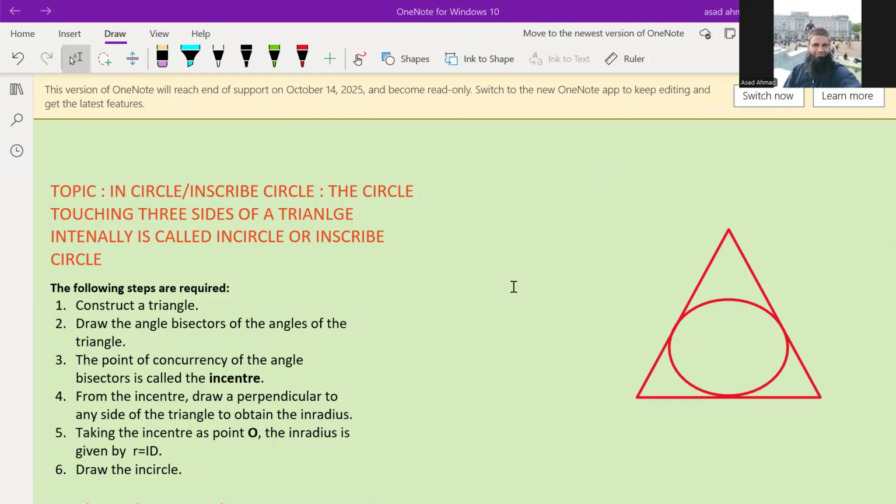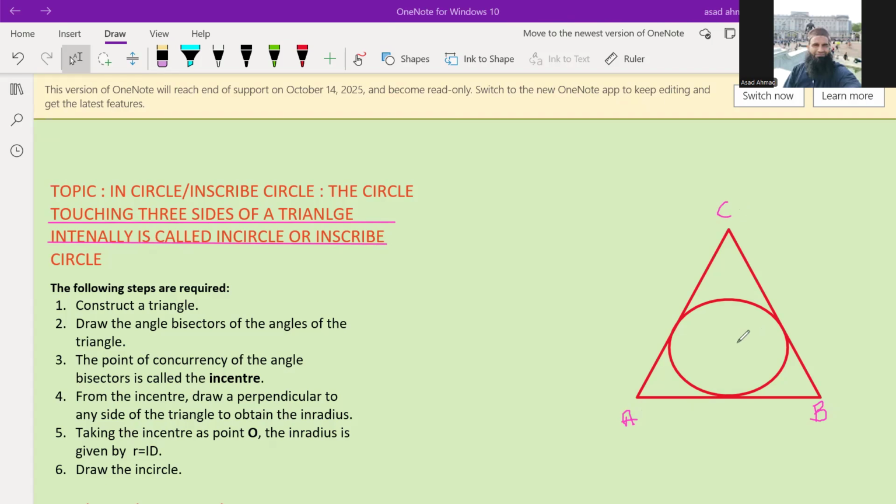So just let me tell you the definition of the in circle. It is such a circle which touches, or the circle touching three sides of a triangle internally. This is called inscribed circle or in circle as it is written in the definition. So touching three sides of the triangle, right? As you can see the diagram right here, it needs some steps. First of all, the triangle will be constructed, then all angle bisectors will be done. For example, ABC is the triangle. We need this sort of circle.